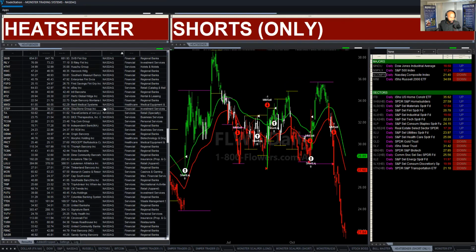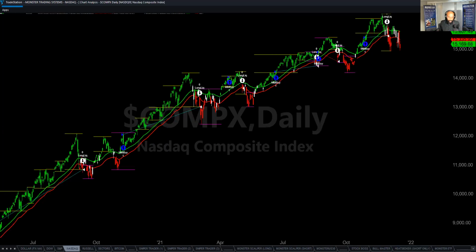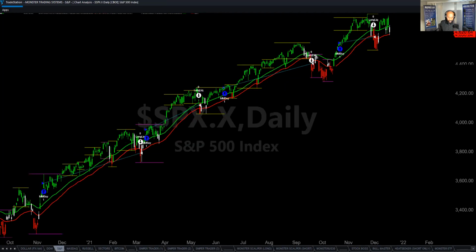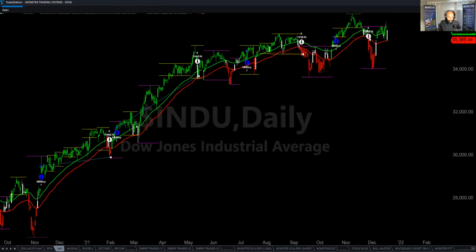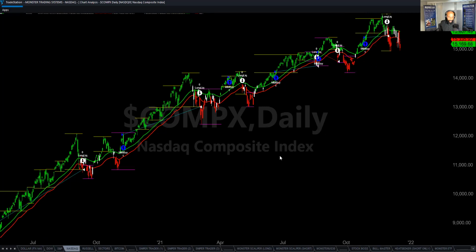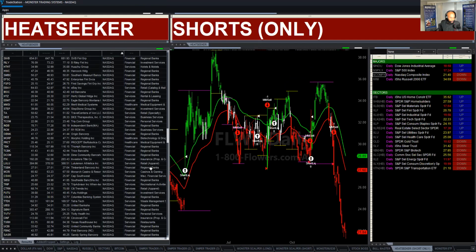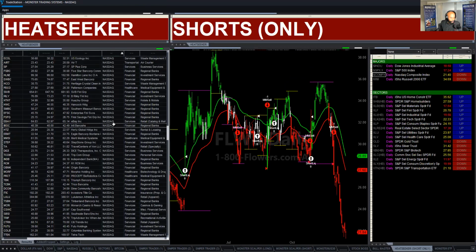We just opened this because the market is kind of turning, and I want you guys to see the importance of trading systems. So here's the Dow, the S&P, and especially the NASDAQ. It's clearly in the distribution, getting into the declining phase. And our heat seeker pulled up these stocks here.